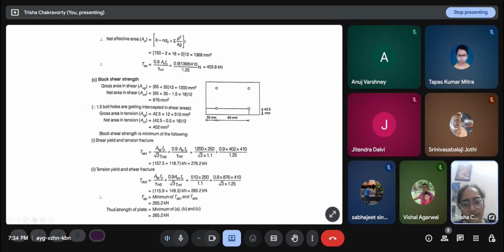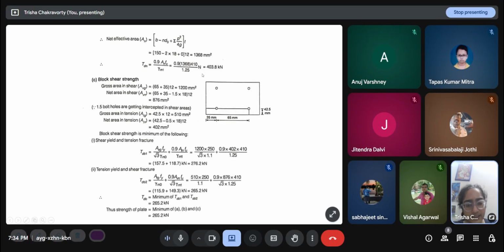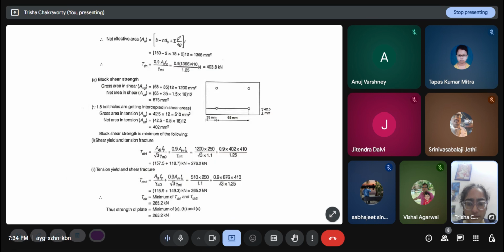Now the strength of the plate is the minimum of all three. This was 409, this was 403, and this is 265, so I have to take 265.2. Was there any doubt in the question solving?